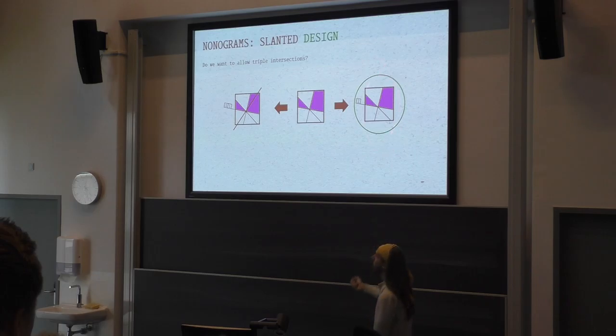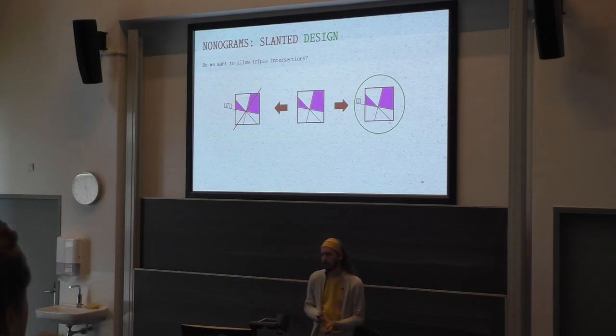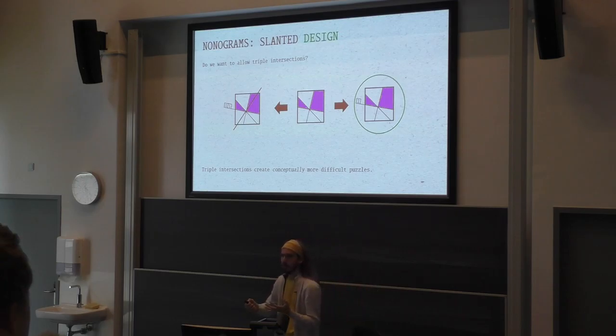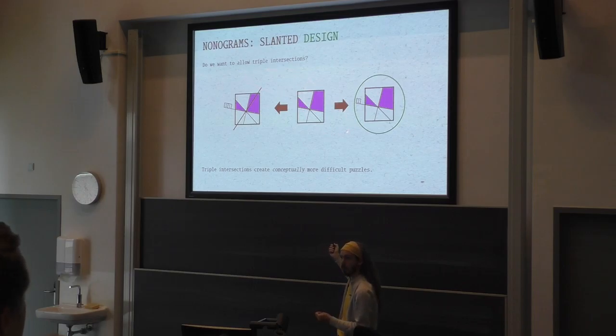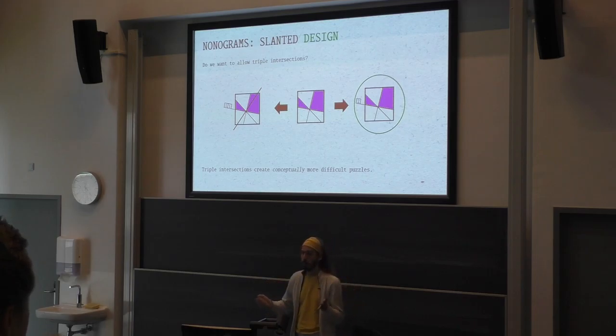We chose to use this one. We could also have picked this one. I'm not sure. There are pros and cons for either of these. But what it does mean, I think, is that triple intersections make the puzzle conceptually harder. So for a player, it's harder to solve a puzzle with triple intersections because that player will have to go through the process of realizing that there's multiple interpretations and realizing which one is the one that's actually used, independent of which choice you make. Okay, so that might be a reason why you might want to avoid triple intersections in puzzles.